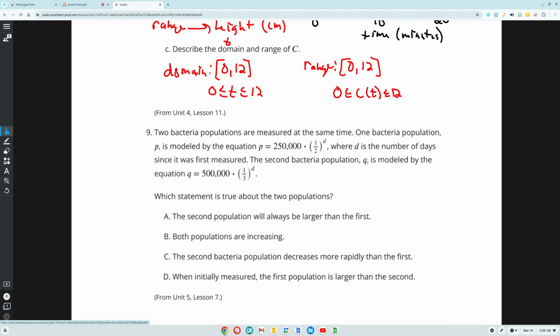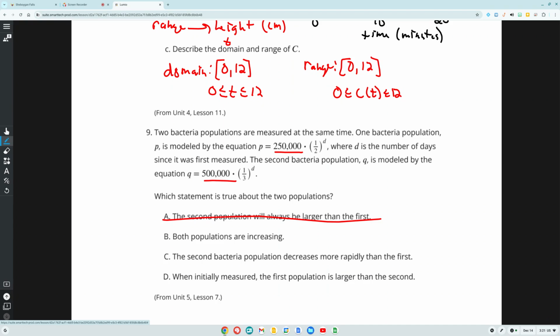Well, let's just go through and see which ones make sense. A says the second population will always be larger than the first. Well, if I'm looking at the second population, it definitely starts larger because my y-intercept is 500,000 versus 250,000. But I have that multiplier of 1/3, which means it's going to be shrinking really, really fast, more so than 1/2. So I know that eventually, even though it starts higher, it's going to get lower.